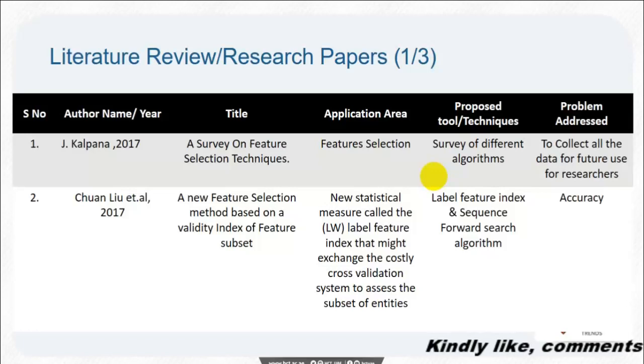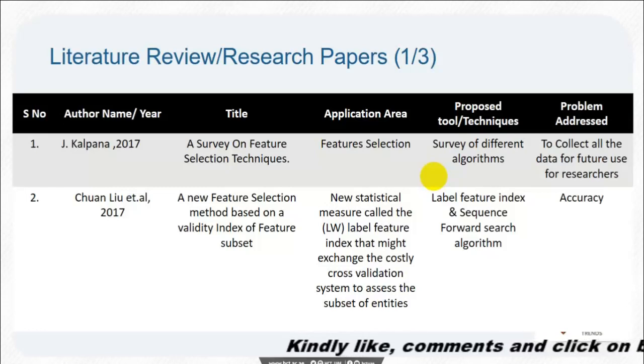Literature review. I have reviewed different research papers regarding my research. In 2017, the topic of Calpella Jan was a survey of feature selection. The application area was feature selection, and the proposed tool was a survey of different algorithms. The problem was to collect all data for future use by researchers.